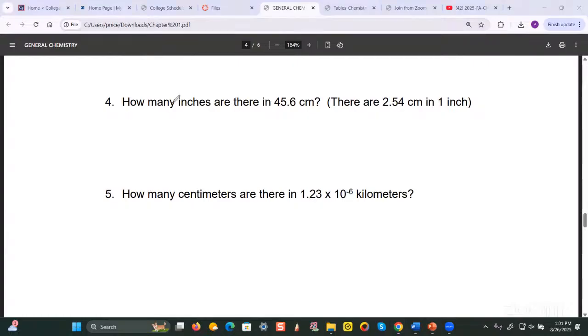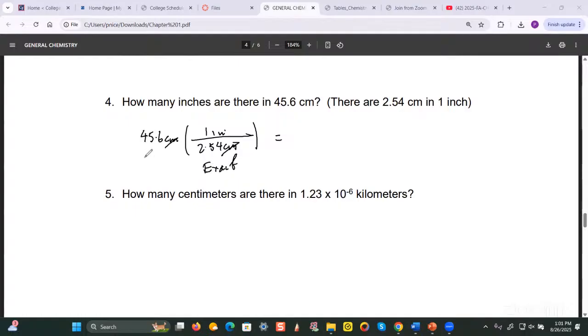Yes, ma'am. You do 45.6 centimeters, and then you divide that by 2.54 centimeters, with the 1 inch on top. So the centimeters units will cancel. Now, in this particular case, this is the exact.